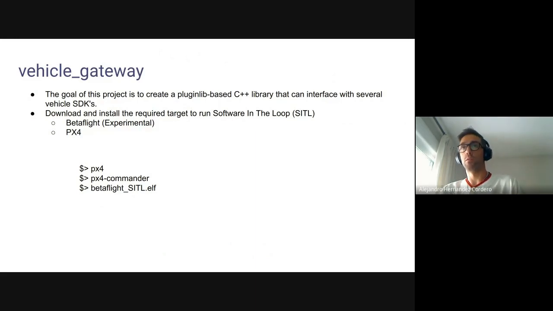So which packages can we find here? There are some packages to download and install the required targets to run software in the loop, because right now the main goal of this repo is to run simulations. But you can very easily use this for real robots. And we have Betaflight and PX4. With these packages, you are able to run the PX4 executable or PX4-related tools such as Commander, Listener, whatever, when you source your ROS2 workspace, and the same with your Betaflight CTL executable.